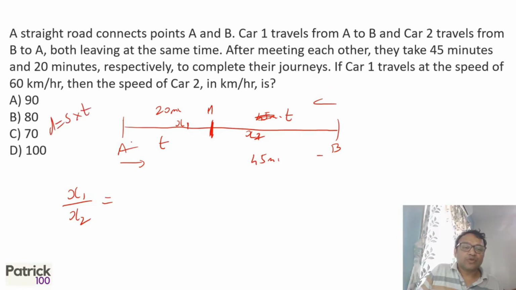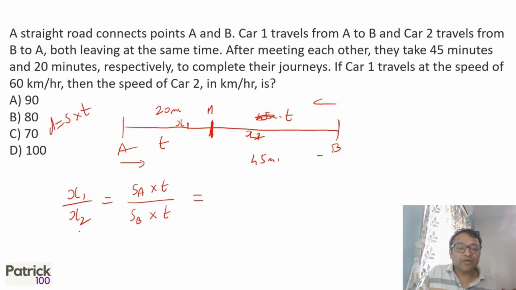Speed into time. So for A, what is the speed? Let's say SA. What is the time? T. For B, what is the speed? SB. And what is the time? T. For the first time when they travel, A travels from here to M, B travels from B to M. So automatically distance equals speed into time, and that's how you get a ratio.